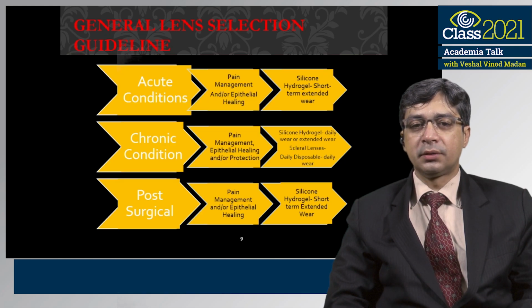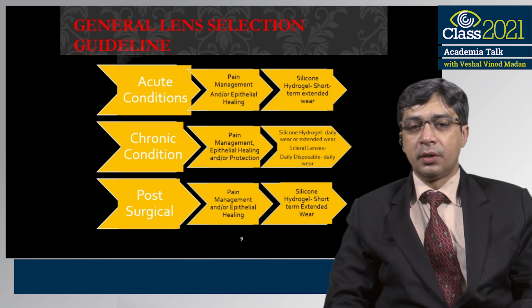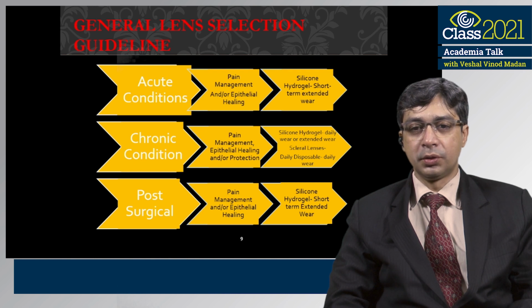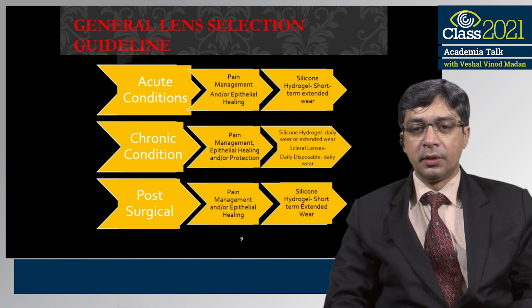In chronic conditions where there is chronic pain, scarring, and difficulty in healing of the cornea as well as the surrounding tissues, there should be further use of enhanced silicone hydrogel materials and similar materials. Also, the use of scleral lenses is promulgated for this sort of condition.